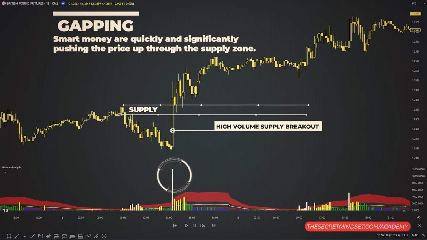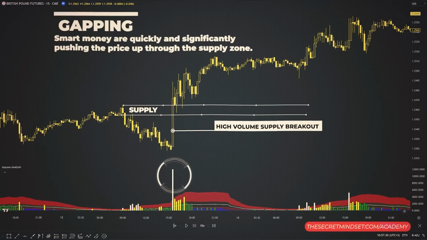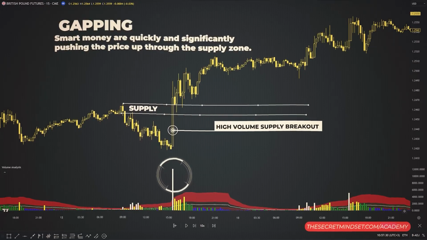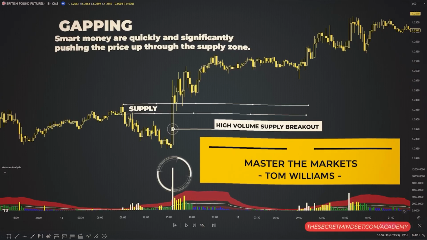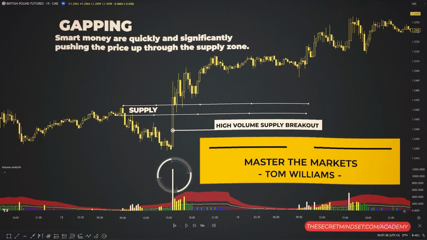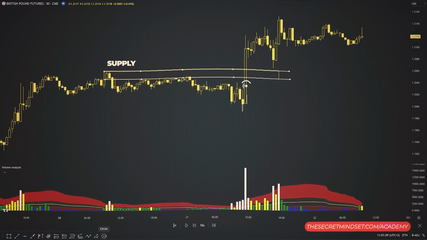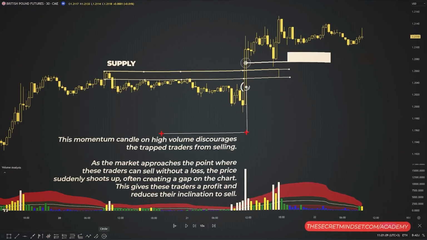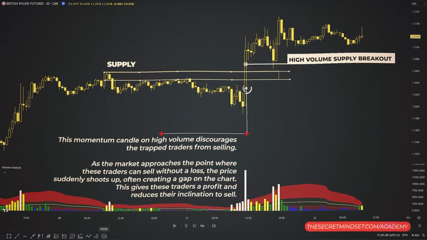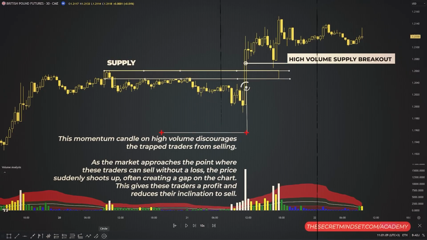So they use a strategy called gapping, which means quickly and significantly pushing the price up through the supply zone. By the way, I learned this from Tom Williams' book, Master the Markets, a must-read if you want to learn more about this. This momentum candle on high volume discourages the trapped traders from selling. As the market approaches the point where these sellers can sell without a loss, the price suddenly shoots up, often creating a gap on the chart.